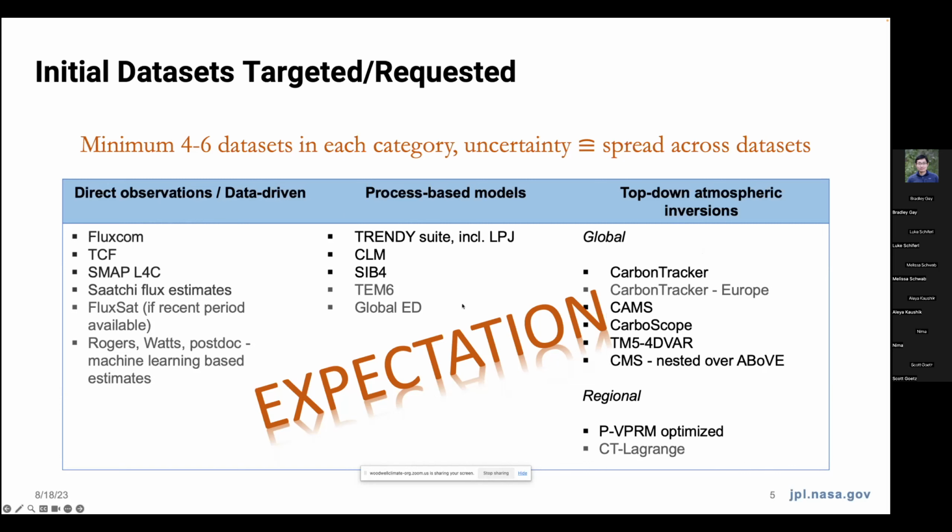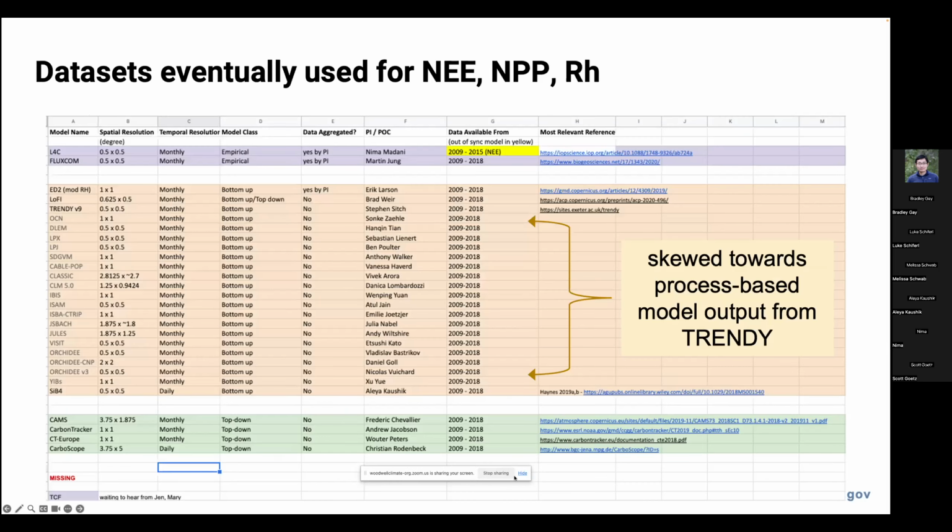The reality, once we started collecting the data sets, was very, very different. This is what we ended up with in the list, after several months of going back and forth with different modelers and trying to figure out whether we have the right period, whether we have the gridded data sets for the entire domain. The purple ones here were the two that we got for the upscaled estimates. Then we had a huge list, which was dominated by TRENDY, essentially all of the TRENDY model output. And this was version 9, which I think we can now get an update on.